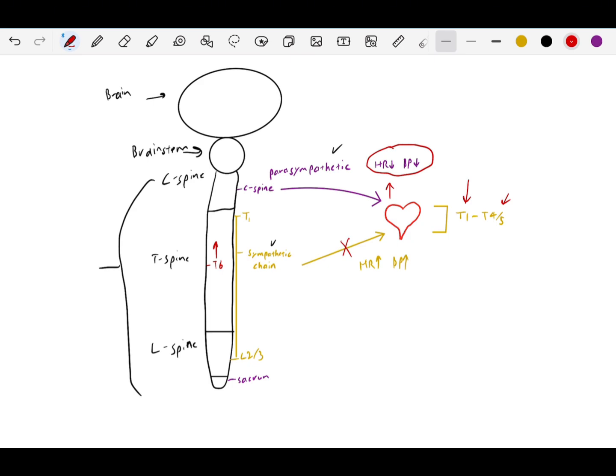All right, and then again, very quickly here, just remember that parasympathetic supply comes from the C-spine here, and then the sacrum down here, and then the sympathetic innervation is referred to as thoracolumbar, so it's going to be from around T1 to L2, L3.